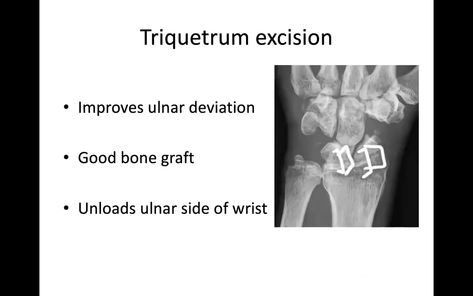And then again, similar to the midcarpal fusion, we take away the triquetrum as well, because it does improve the ulnar deviation slightly. Again, good source of bone graft if you need it, and it does unload the ulnar side of the wrist. So with this operation, you take away the distal half of the scaphoid, take away the triquetrum, and then you can do the fusion.